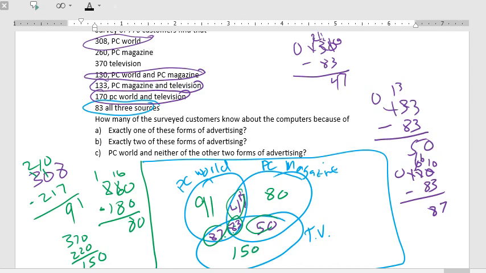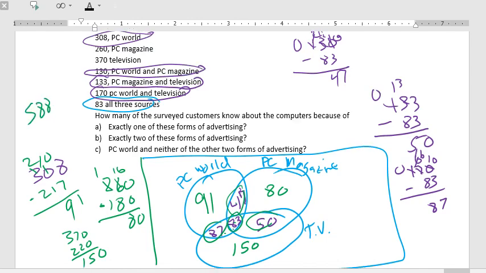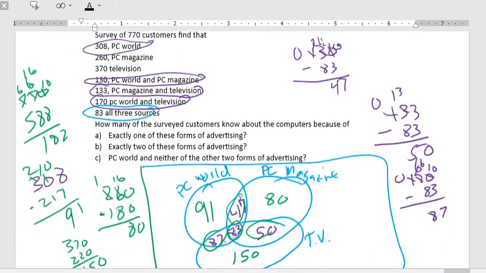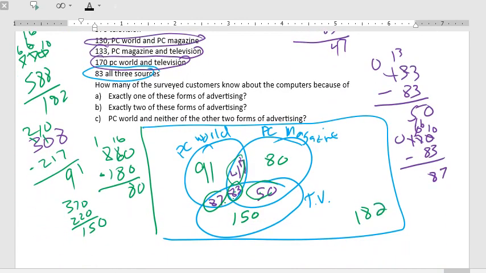So now we need to add everything in the circles. 91 plus 87 plus 83 plus 47 plus 80 plus 50 plus 150. That comes out to 588. And we said that there were 770 customers. So we subtract, and we get 182 people that didn't use any of the three.